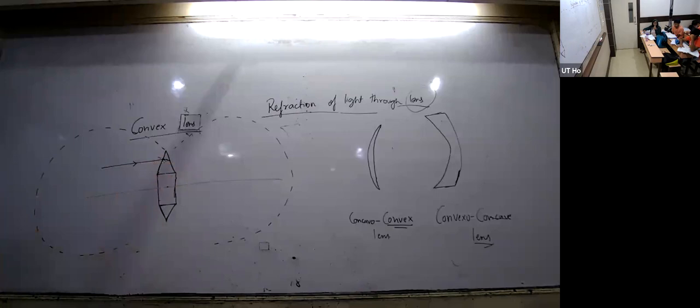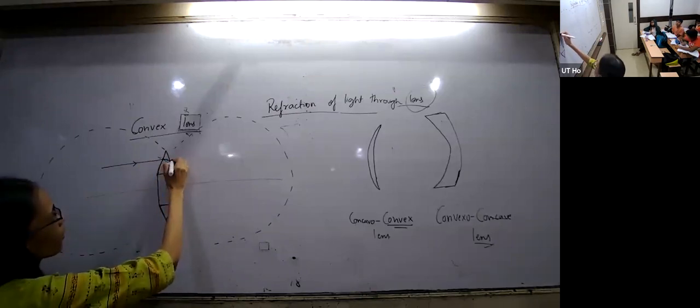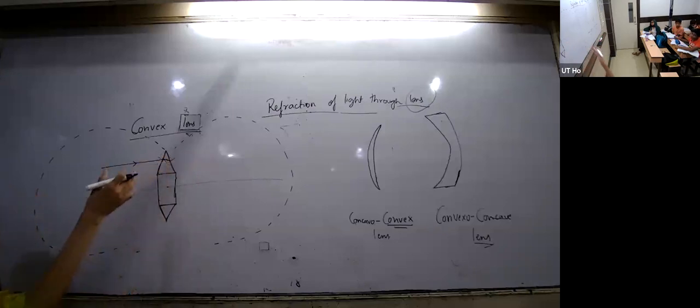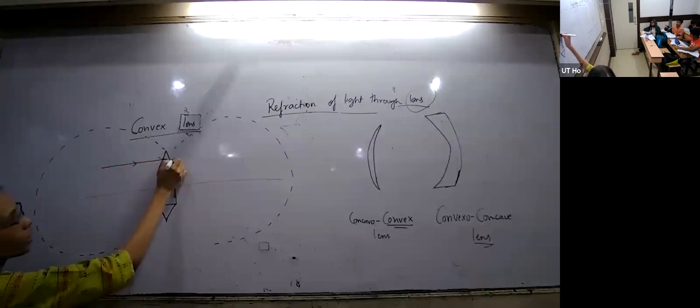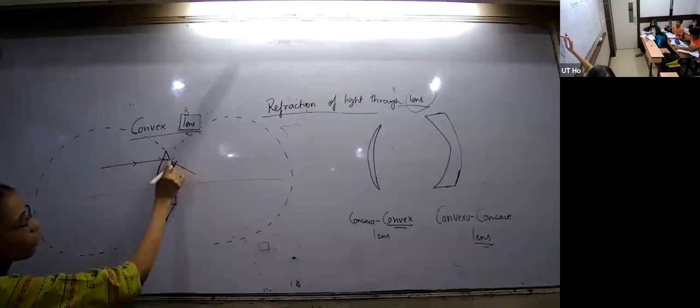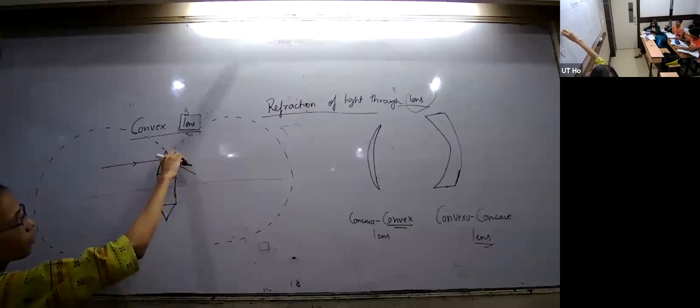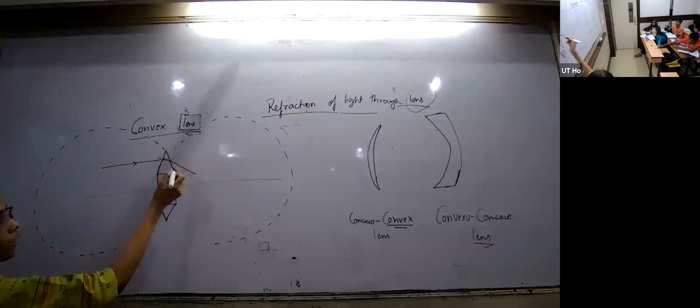Now again at this surface, what will happen? It will try to exit. I will have to show our normal again. So let's draw the normal again. Now will it move towards the normal or away from the normal? It will move away from the normal. You can see it should have gone like this, but now it is moving away from the normal.